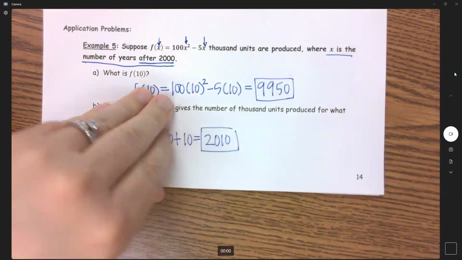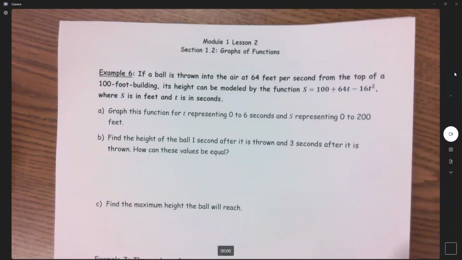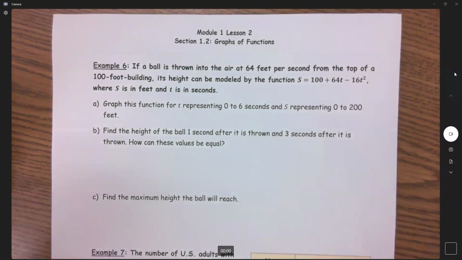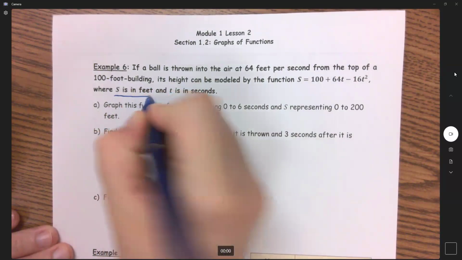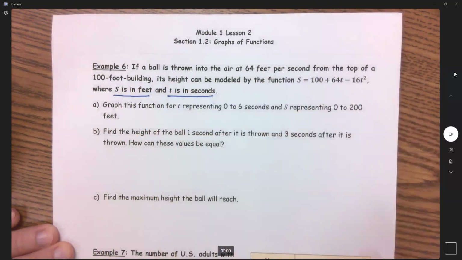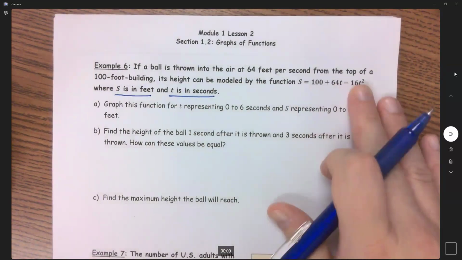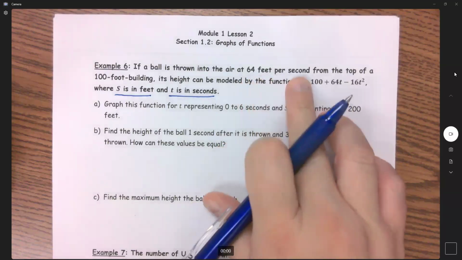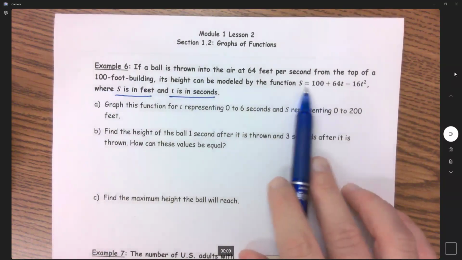Let's go to the next page and go over example 6. Example 6 says, if a ball is thrown into the air at 64 feet per second from the top of a 100-foot building, its height can be modeled by the function S equals, where S is in feet and t is in seconds. So you really don't need to know anything about that 64 and 100. They're putting it all into that formula for you. The 64 feet per second is representing my velocity. That 100-foot building represents my starting height.